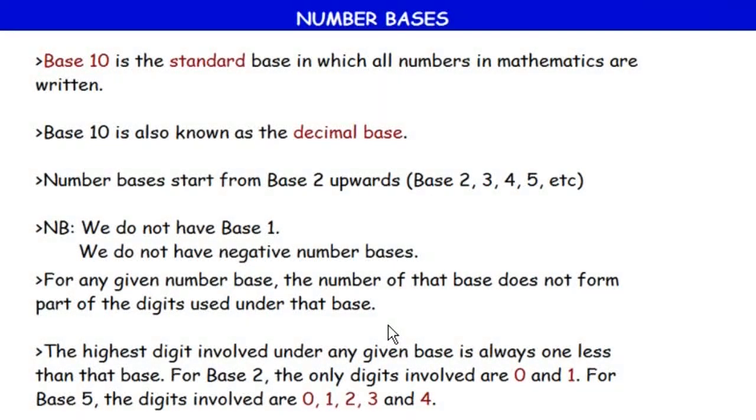It means that if we are working in base 2, the only digits involved will be 0 and 1. If we are working in base 5, the only digits involved will be 0, 1, 2, 3, and 4. So 5 should not be part of the digits under base 5, neither should 2 be part of the digits involved in base 2.